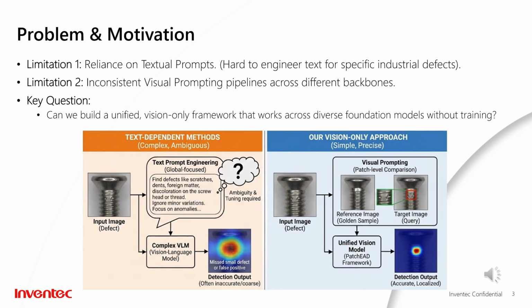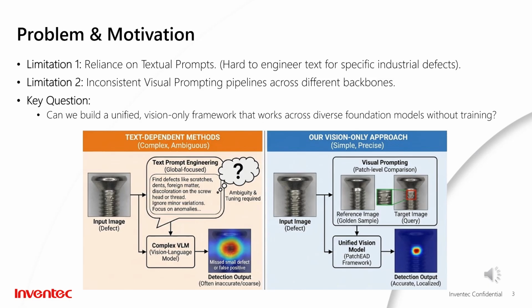or prompts. While foundation models are powerful, current implementations face two significant limitations. Limitation 1 is the reliance on textual prompts. As shown on the left, methods like AnomalyCLIP require engineers to craft specific text descriptions, such as find defects like scratches or dents. This is ambiguous and difficult to tune for subtle industrial defects that are hard to describe in words.